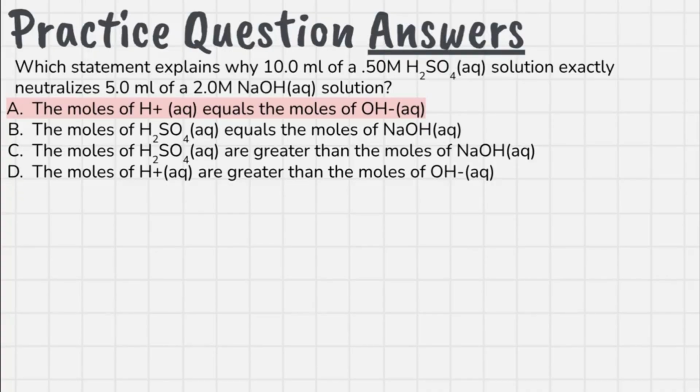In a neutralization reaction, the amount of H plus and OH minus needs to be cancelled out in order to yield a solution with a pH of 7, which is neutral.